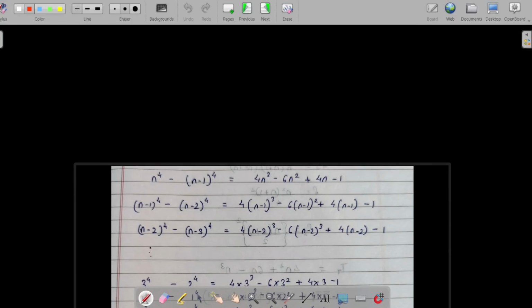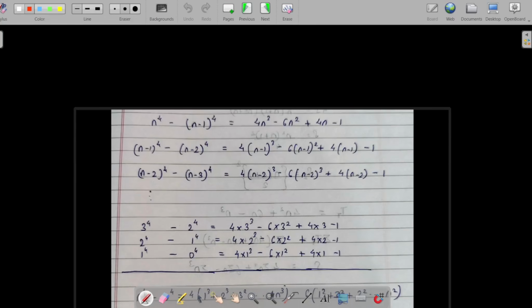So you get n raised to power 4 minus n minus 1 raised to the power 4. This is what I have copied from the previous page. Similar to how we did in n square, replace n by n minus 1. So you will get n minus 1. Here you will get n minus 2. Here you will get n minus 1, n minus 1, n minus 1, minus 1.